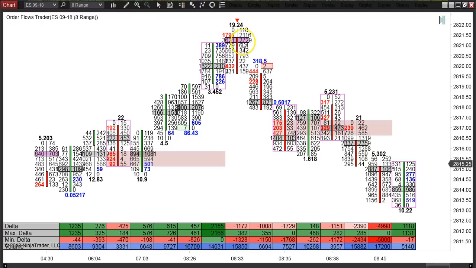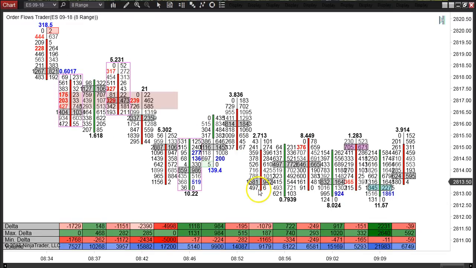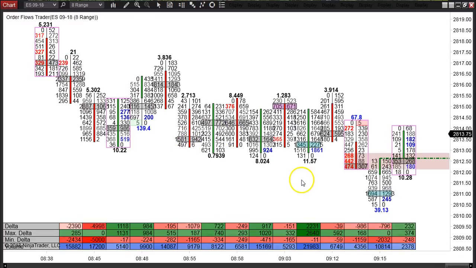To users of my software, look for these setups, and you can see how it sells off right from the high. Now again, I'm not trying to predict the high. I'm letting the market tell me, hey, a high is being made here, and then we're selling off from the 28.19, 28.20 area all the way down to the 13-ish area. You ran into some support down here.